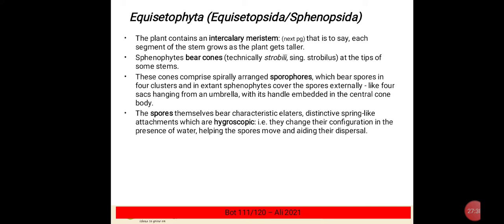So, okay, let's continue. Now, these spores themselves bear distinctive characteristics. You can distinguish spring-like attachments, which are hygroscopic. Hygroscopic means they absorb water from the atmosphere, but they will not form a solution. These attachments are hygroscopic, and this means they change their configuration in the presence of water. They absorb the water and change their shape, though they will not form a solution. They will remain spores, but they change their shape in the presence of water. And this helps the spores in their dispersal. After they change their shape, a suitable agent for dispersal disperses them to new areas.